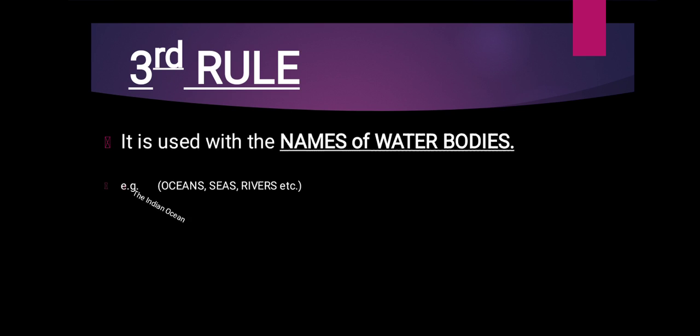For example, the Indian Ocean. Now Indian Ocean is a water body and we'll use the definite article "the" with it, and the same goes for the Arabian Sea and the Indus River. We'll use the definite article "the" with all these examples and the names of other water bodies.